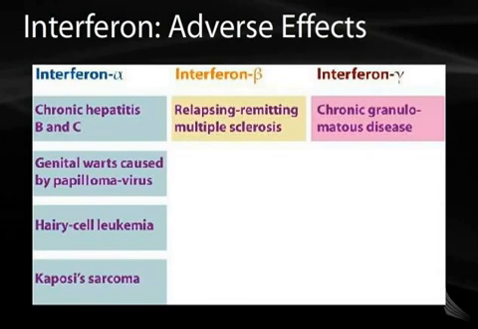Interferon alpha is used in chronic hepatitis B and C infections, can be used in genital warts, hairy cell leukemia, and Kaposi sarcoma. Interferon beta is used in refractory multiple sclerosis, and interferon gamma can be used in chronic granulomatous disease.